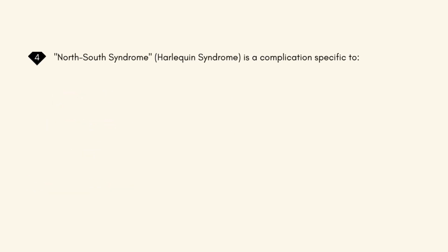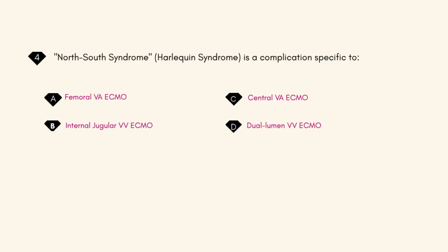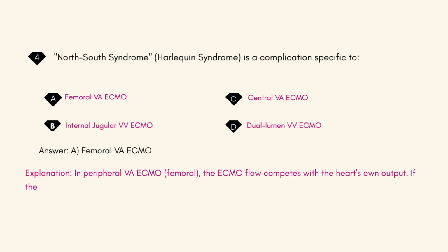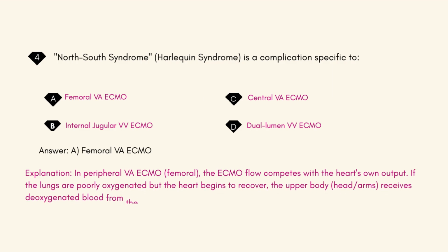North-South syndrome, Harlequin syndrome, is a complication specific to: A. Femoral VA ECMO. B. Internal jugular VV ECMO. C. Central VA ECMO. D. Dual-lumen VV ECMO. Answer: A. Femoral VA ECMO. Explanation: in peripheral VA ECMO, femoral, the ECMO flow competes with the heart's own output. If the lungs are poorly oxygenated but the heart begins to recover, the upper body, head and arms, receives deoxygenated blood from the heart, while the lower body receives oxygenated blood from the ECMO.